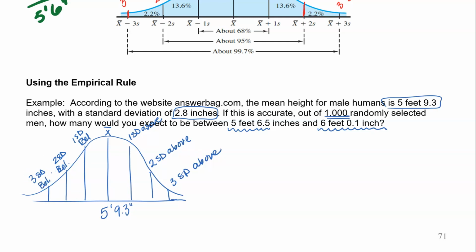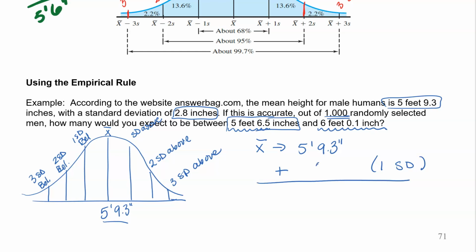Okay, so if we want to know, they're asking us about 5 feet, 6.5 inches. That's less than our average. What I'm going to do is use the standard deviation to add and subtract that from 5 foot, 9.3 inches to get our standard deviation numbers on either side of the mean. So I'm going to start with the average that was given, 5 foot, 9.3 inches, and I'm going to add 1 standard deviation. Okay, so I'm going to add 2.8 inches.